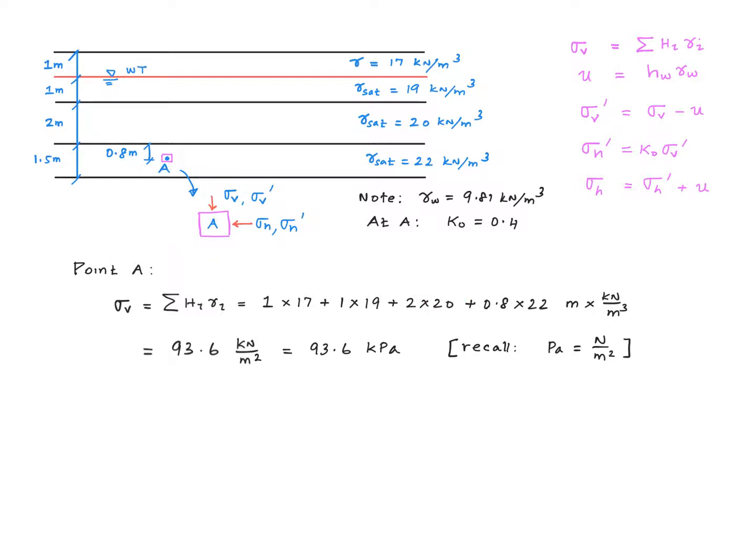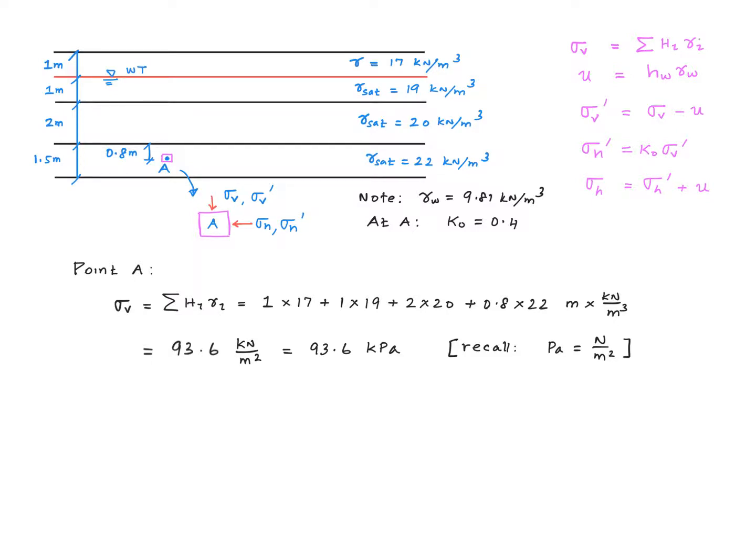meter cubed. And layer number 4 goes only up to point A from the top of that layer. So the thickness to be used there would be 0.8 meters and the density is 22 kilonewton per meter cubed. So what's the unit of the resulting stress here? Well, H is measured in meters, right? And gamma is measured in kilonewton per meter cubed, and this is true for each of the 4 terms we have here. So you can see this simplifies to kilonewton per meter squared. And the numbers simplify to 93.6, and the units simplify to kilonewton per meter squared.